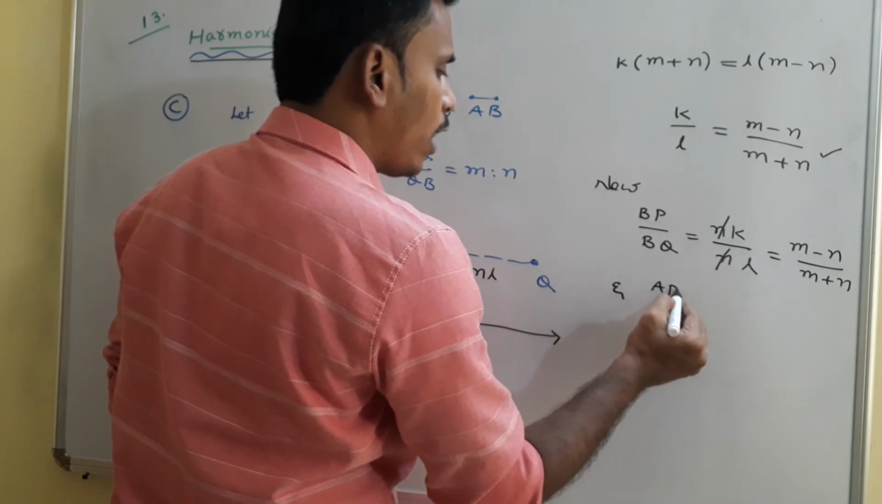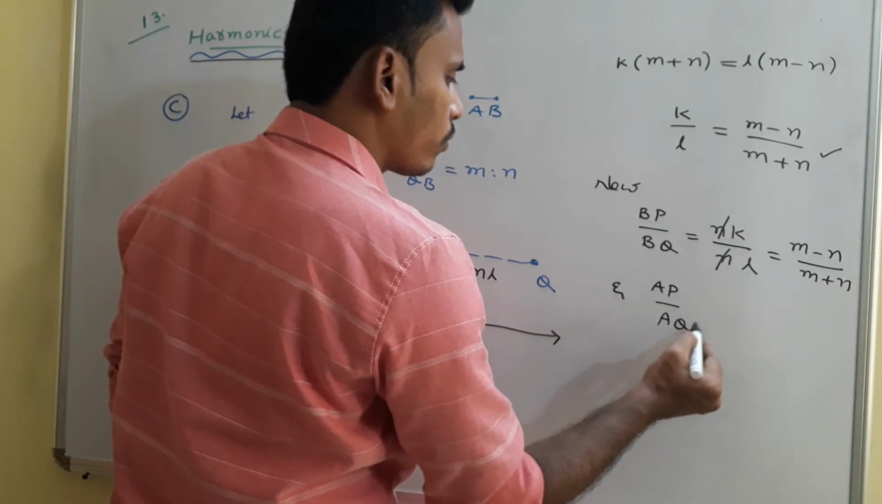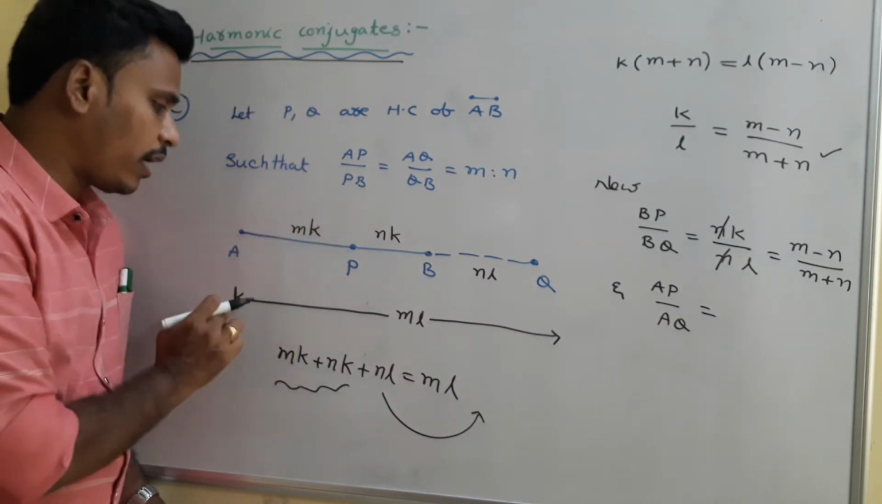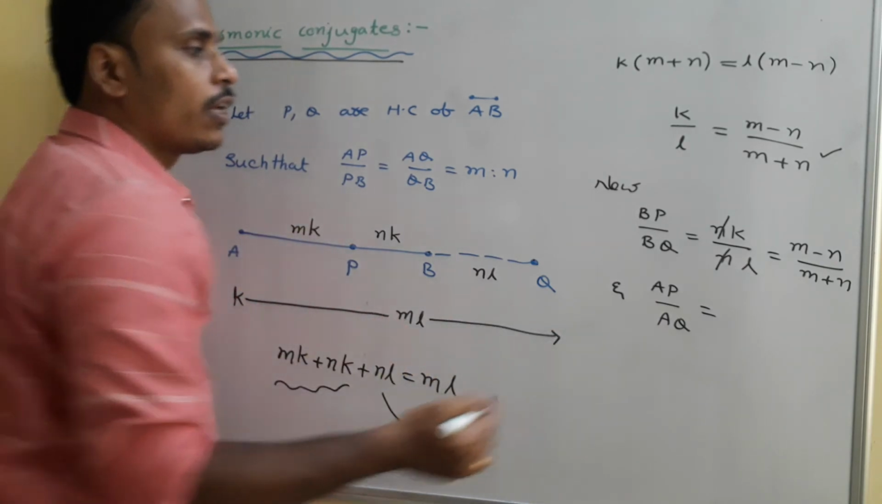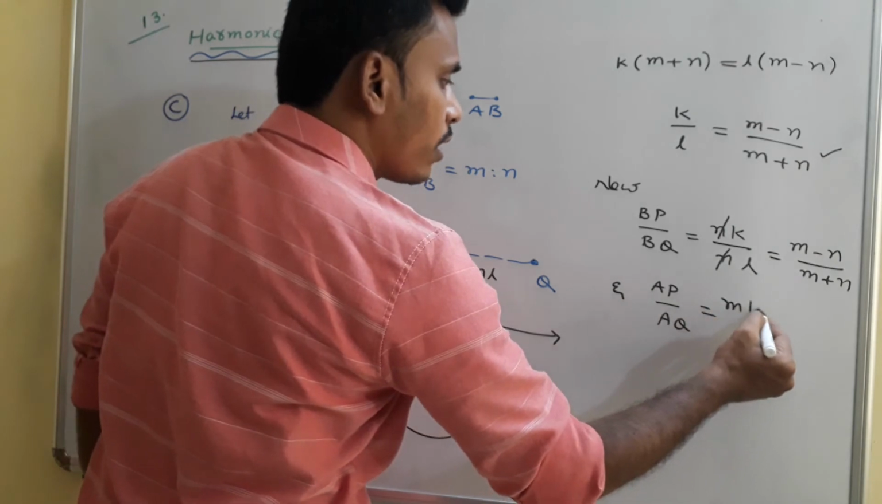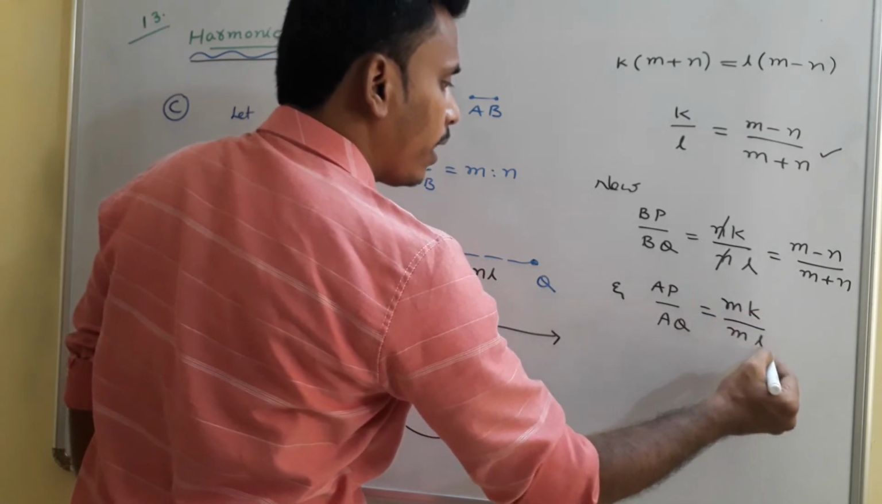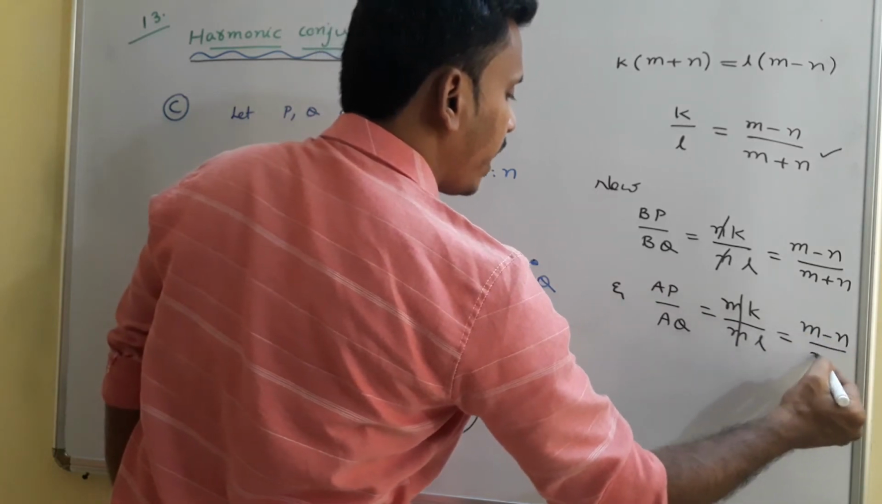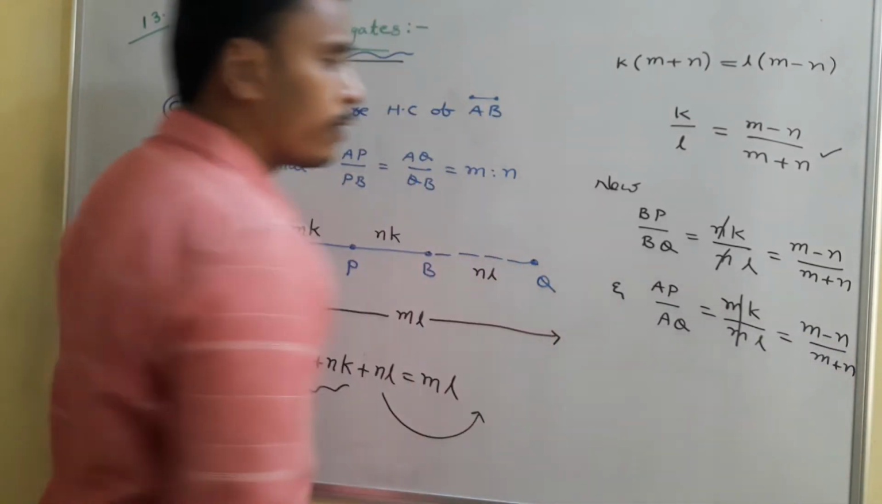And again I will calculate AP by AQ. What can we say about AP? This AP is MK, AQ is ML. So AP by AQ is MK by ML. Again cancel out these two. That K by L will become M minus N by M plus N.